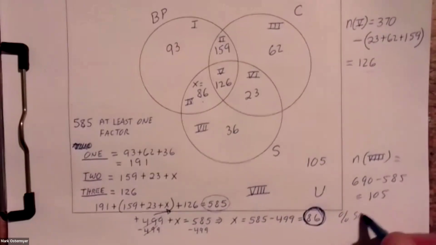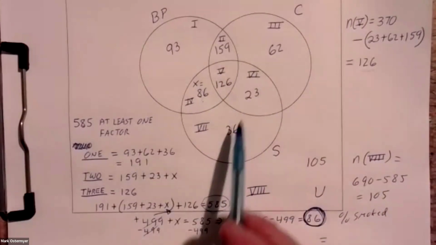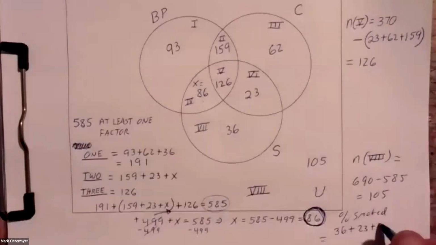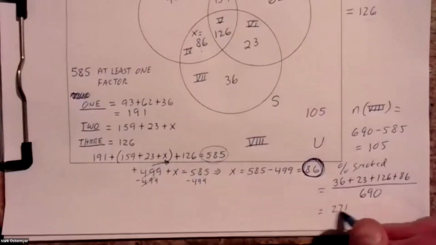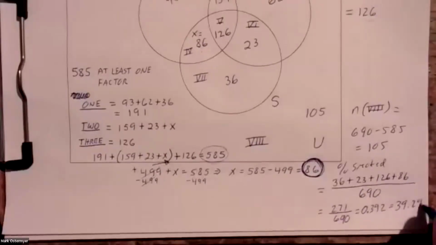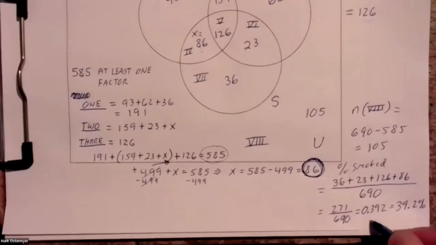Well, the percent that smoked, we would have to go to the smoking circle and add all these numbers up here. So 36 plus 23 plus 126 plus 86. Add all those up. 271. And we're going to divide that by 690, correct? So 271 divided by 690. Get on your calculator and dial this up. That'll give you a decimal: 0.392. Now shift the decimal point two places to the right, equivalent to multiplying by 100: 39.2. 39.2% of the 690 heart attack survivors were smokers. Okay. And we're done with that problem.